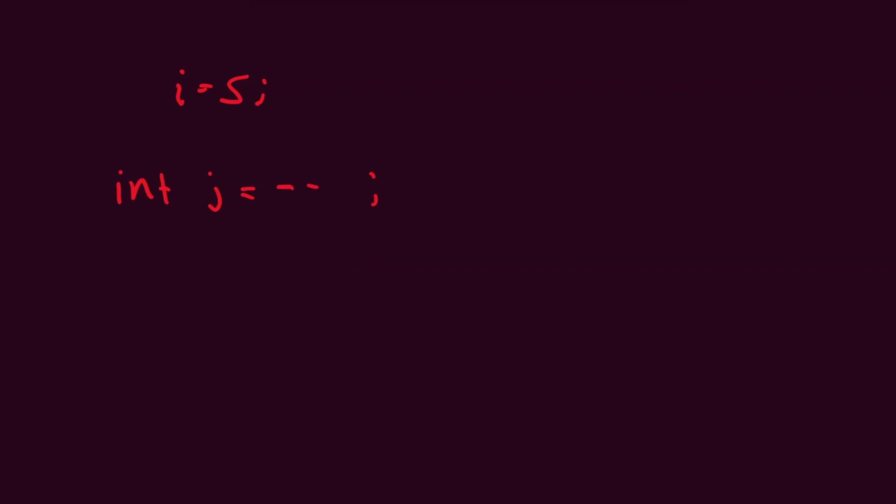And that's the same with the decrements as well. So if you have --i, j will be equal to --i, which will be 4, and i will also be 4 at the end. But if we do it the other way around, i--, then Java is going to focus on this portion first. So j is equal to 5, and then at the end, i decreases by 1, so i will be 4 at the end.